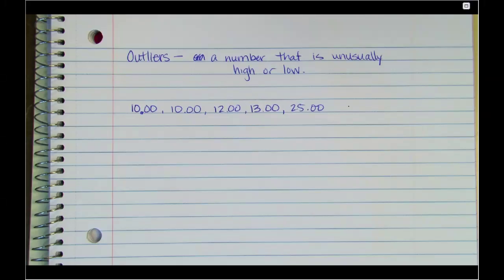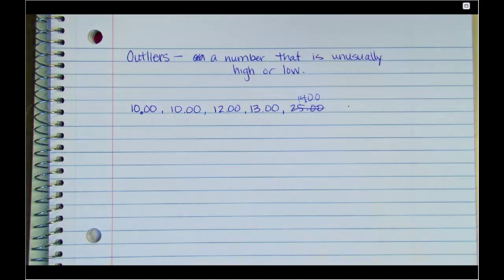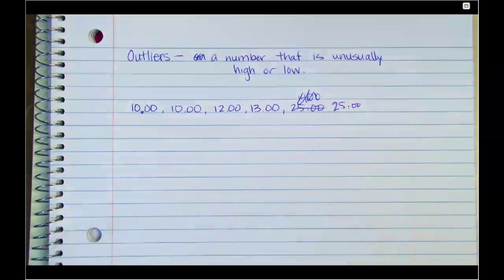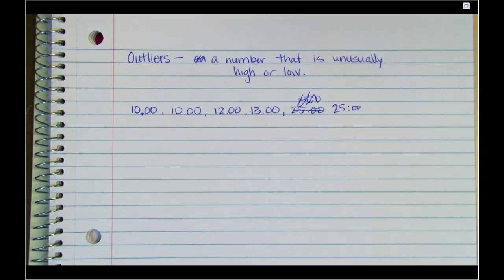What does that outlier do to the median? What if this was a normal 14? If I put my 25 back in there, what's the median? What does that do to the median? Nothing. Now, what's the mode? 10. There's two 10s, so the mode is 10. What does that outlier do to the mode? Nothing. Okay. So you got a question like that in your homework.